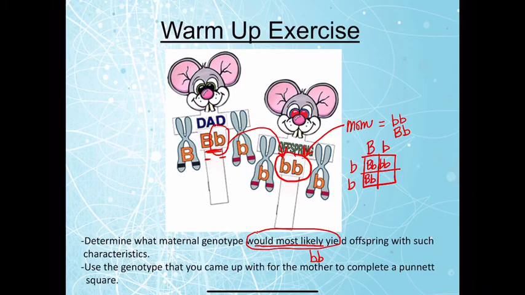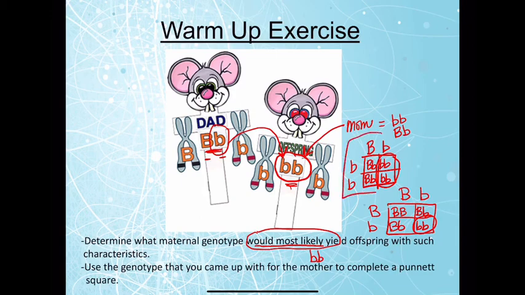And so in this scenario, we have 50% of them that would come out like the offspring. Versus if you have the other scenario where dad is big B, little b, and mom is also big B, little b, you're only going to have a 25% chance that it would turn out with little b, little b. So this one with little b mother is definitely most likely to come up with that trait.